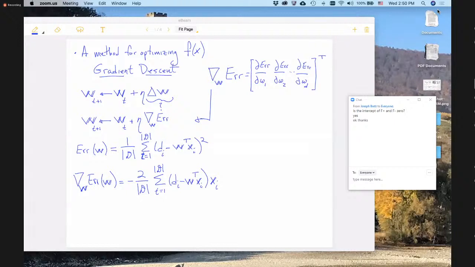And what this does is it also highlights two different strategies for training. And we've talked about this before as well. Actually, I'm going to talk about three strategies. The first strategy is what we call batch updating.